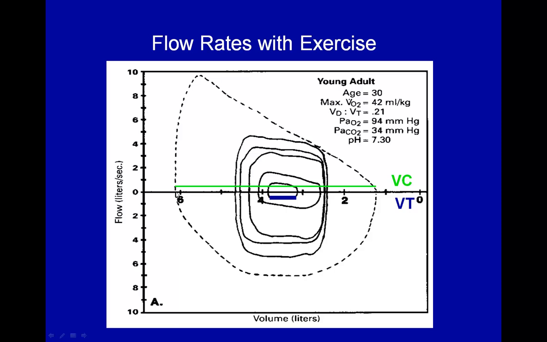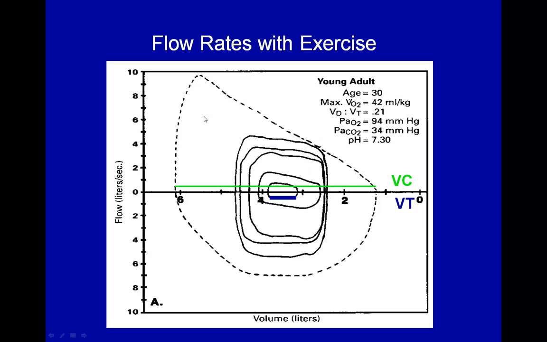Notice with this young adult of age 30, with a max VO2 of 42 milliliters per kilo per minute, which is, how many METs is that? In the neighborhood of, let's see, 42 divided by 3.5. That's probably in the neighborhood of 17 METs. I'm trying to do a guesstimate in my head, 16 METs. This guy never comes close to reaching his peak flow rate that we generate during a forced expiratory maneuver.